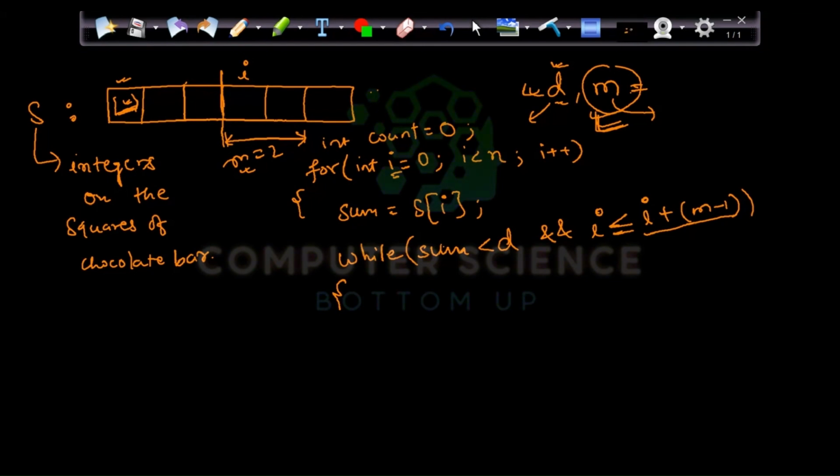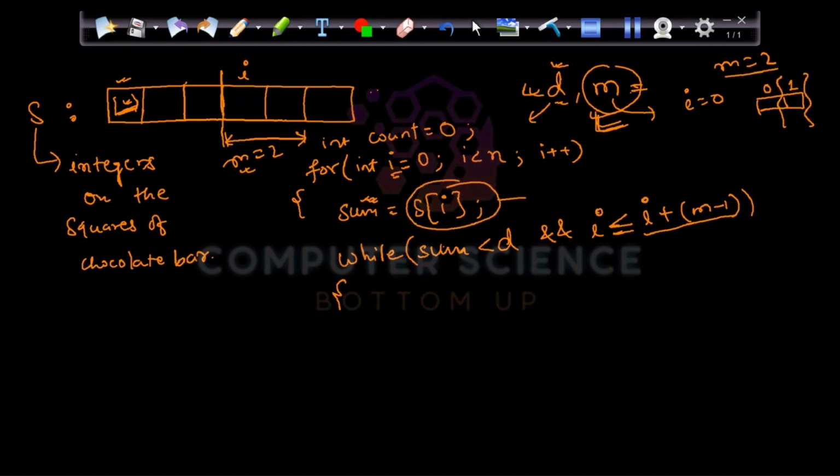Okay, listen. Let's say m is equal to 2. Now for i is equal to 0, what do you want? You want to visit two consecutive squares, right? So what would those squares' indices be? 0 and 1.